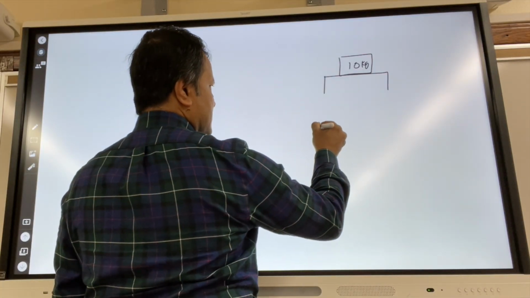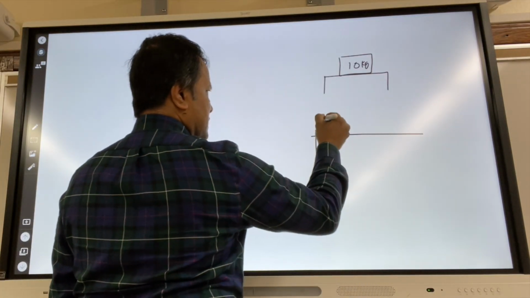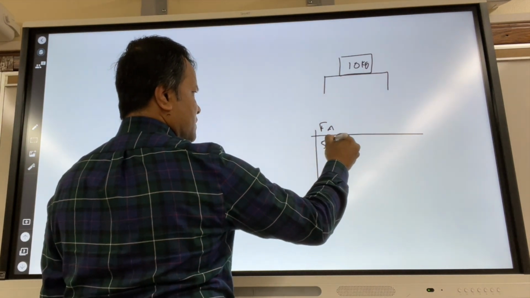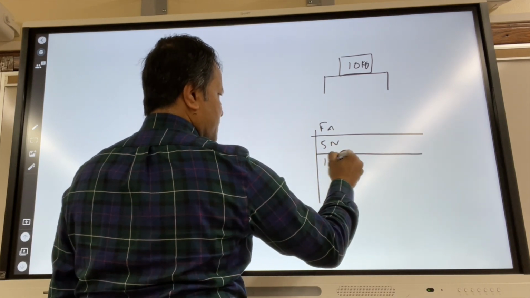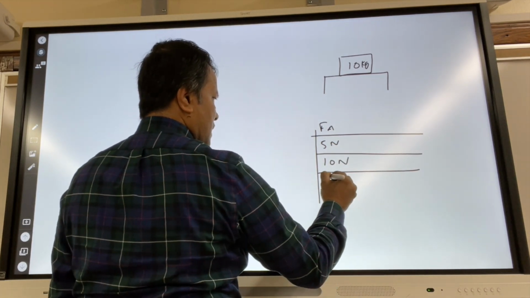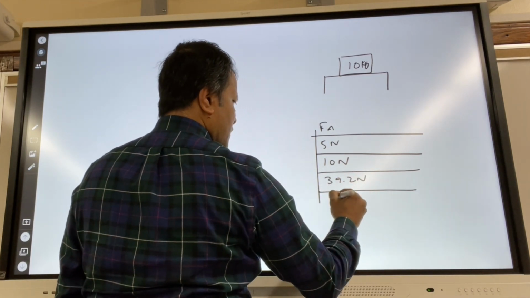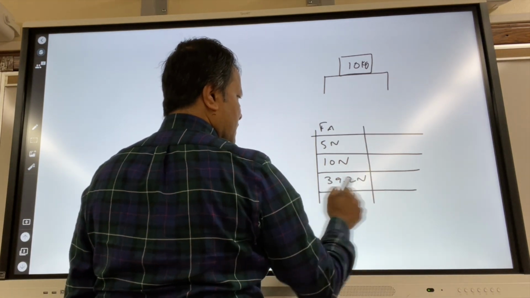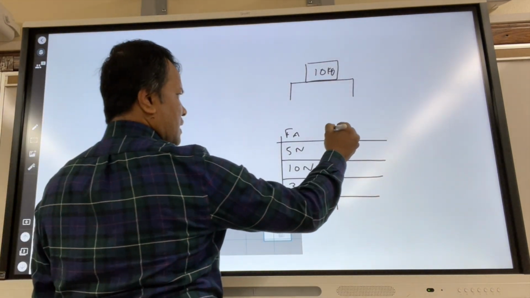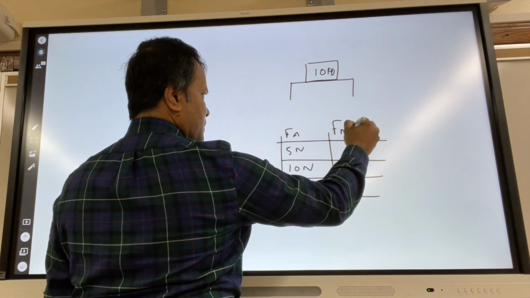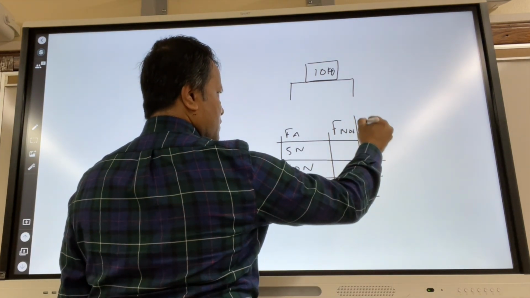The first problem: find, if applied force is, let's say, 5 Newton, 10 Newton, 39.2 Newton, and 40 Newton, you're going to have to find the normal force. You're going to have to find the force of friction.